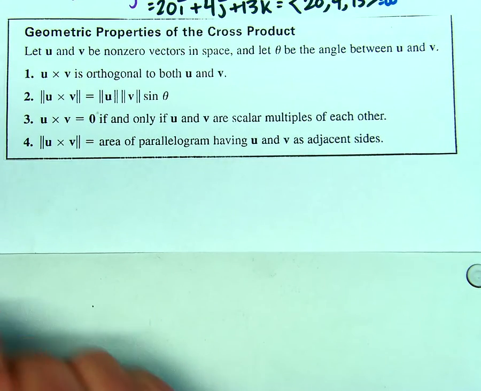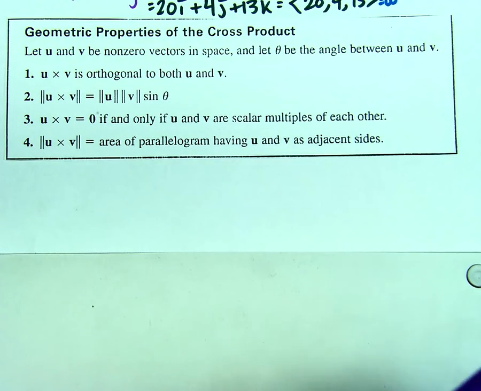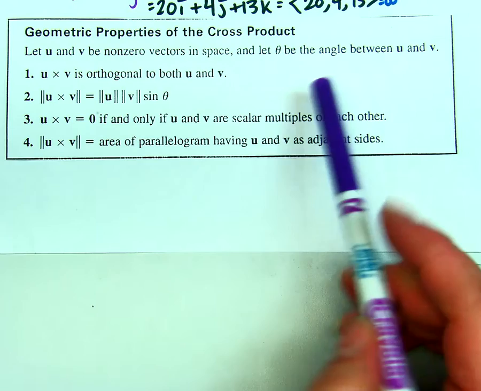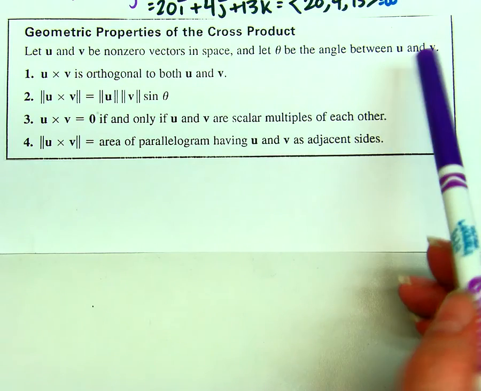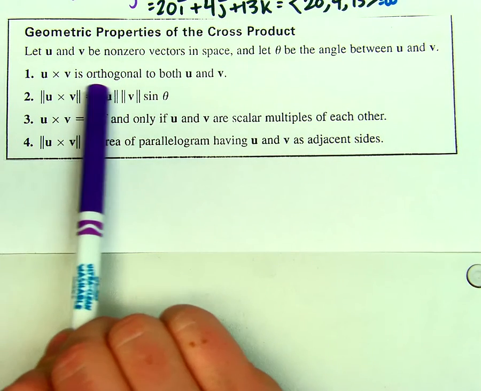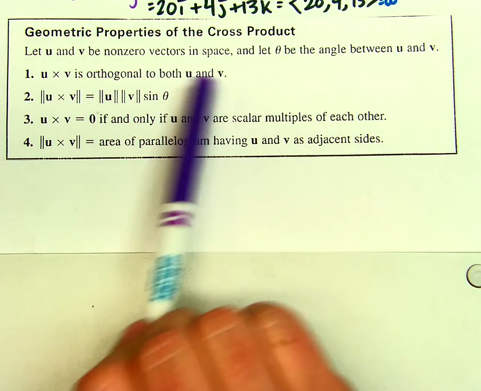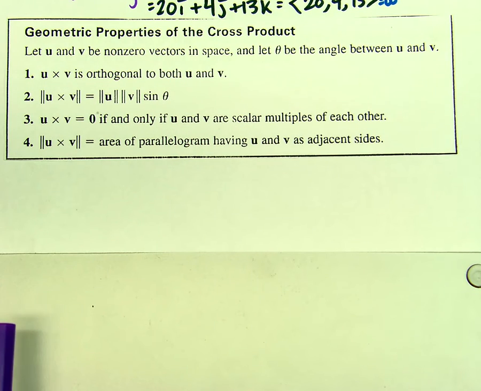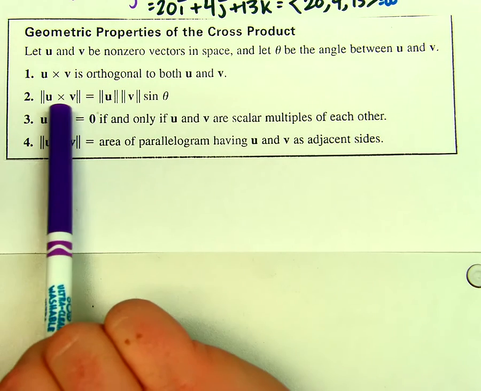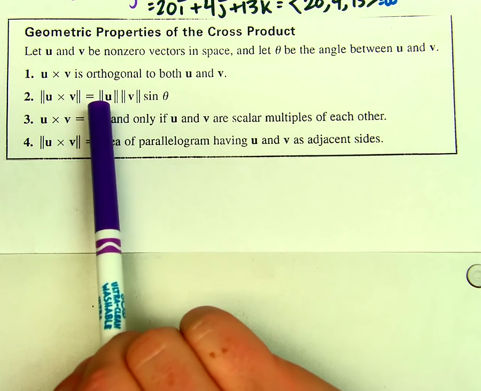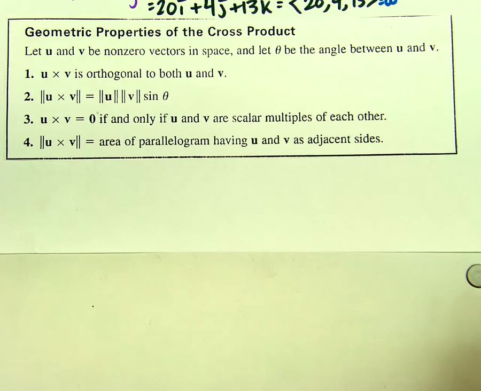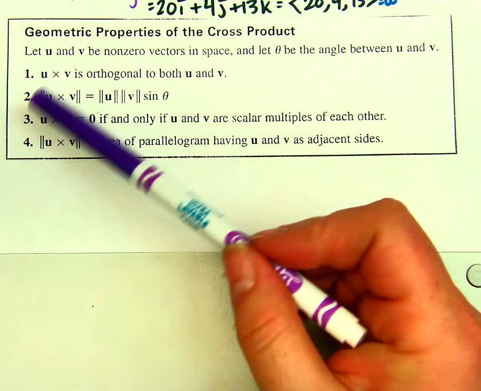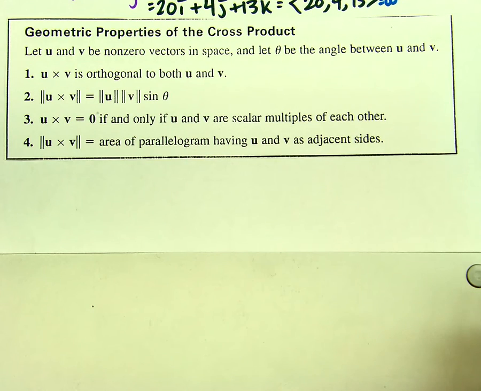So let u and v be non-zero vectors in space, so they're not just a dot, and let theta be the angle between them. U cross v is orthogonal both to u and v, so that's what we did in example 1. The magnitude of the cross product is the same as the magnitudes of u and v times the sine of the angle between u and v. So we could use that if we wanted to, instead of calculating the cross product.